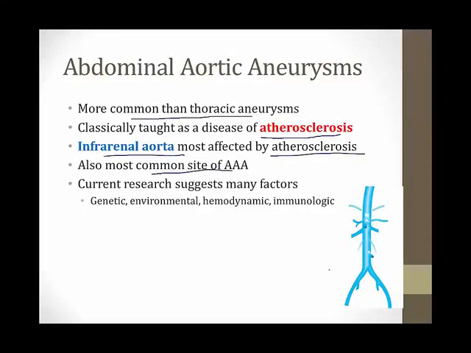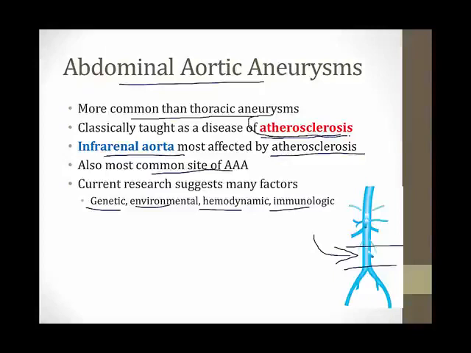If you look at this picture on the screen, the most common location of an abdominal aortic aneurysm is above the bifurcation of the aorta and just below the renal arteries. That is also the site that is most commonly affected by atherosclerosis. Now, you should be aware, however, that there is a lot of current research suggesting that factors other than atherosclerosis play an important role. There are data that genetic, environmental, hemodynamic, and immunologic factors all may play a role in the development of abdominal aortic aneurysms. But nevertheless, you should be aware that they almost always occur in association with atherosclerosis, and that's the reason that these are always taught as a disorder that results from atherosclerosis.